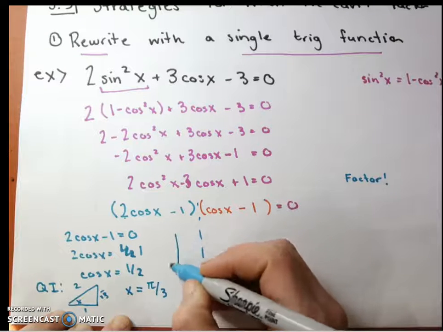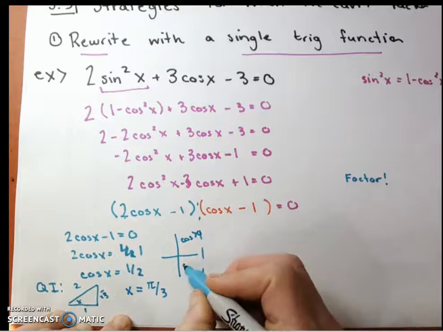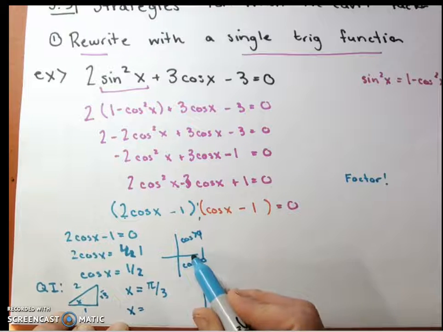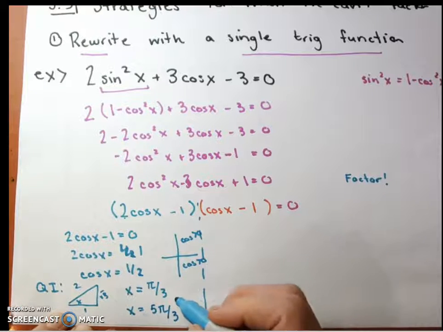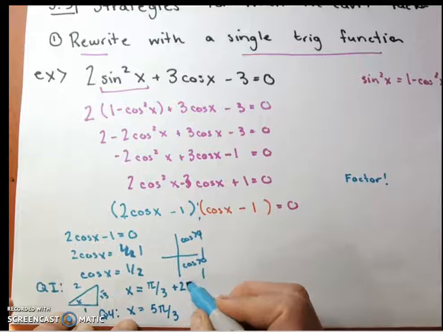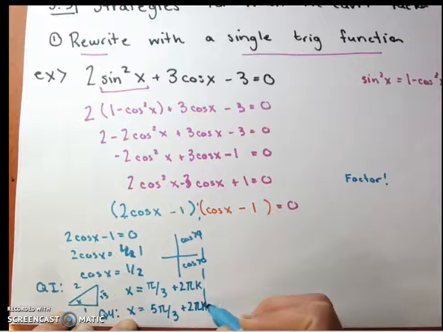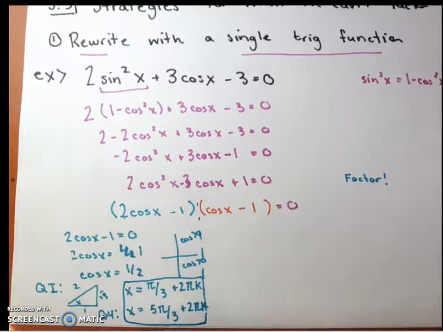Now remember that cosine is positive in quadrant 1, but also in quadrant 4. And so I have another solution in quadrant 4, which is 2 pi minus pi/3, and that gives me 5 pi/3. I get my general solution, for both this and the Q4 solution, by adding on the period times some constant. So there's my solution coming from the blue factor.